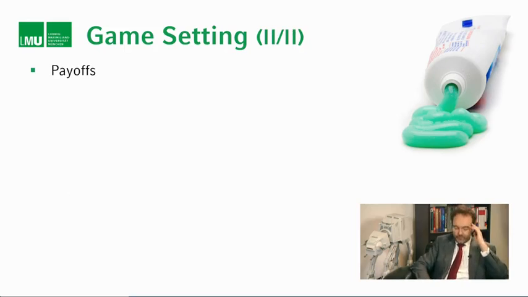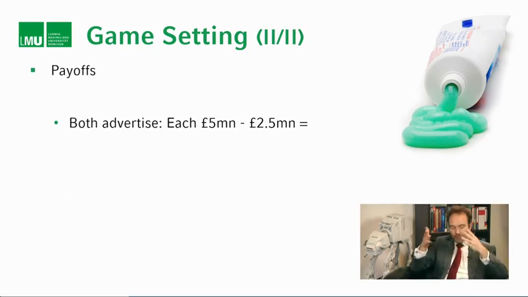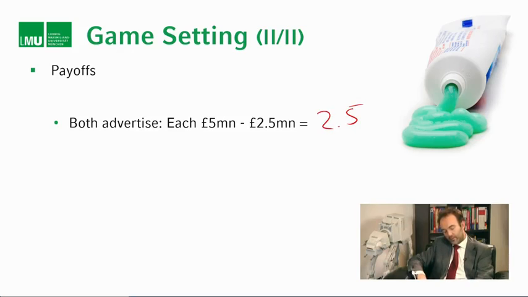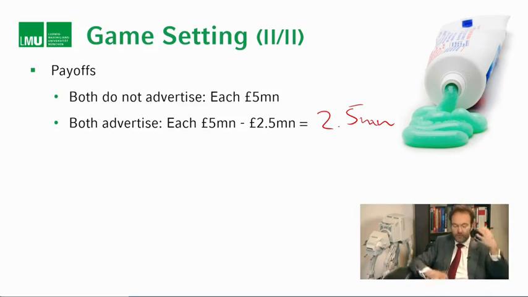What are the payoffs? Well, if both advertise, they're going to make 5 million each from the market. So the market is 10 million. They split up into 5 million each, and both of them spent money on advertising, 2.5 million. Okay? So overall, their net profits are going to be 2.5 million. If both don't advertise, they each make 5 million. They just split the market and they haven't spent money on advertising.